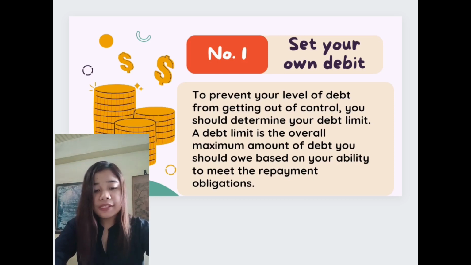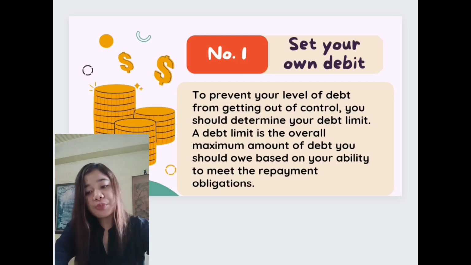The first step in setting your own debt limit is to have a clear understanding of your monthly income and expenses. This involves creating a detailed budget that lists all sources of income and all expenses, including fixed expenses like rent or a mortgage payment and variable expenses like groceries and entertainment. This will give you a clear picture of how much money you have available each month to allocate towards your debt repayment.